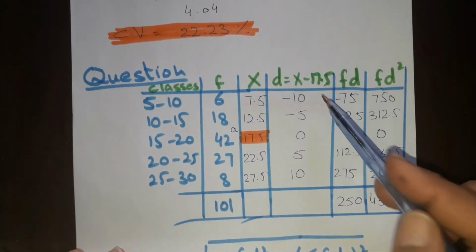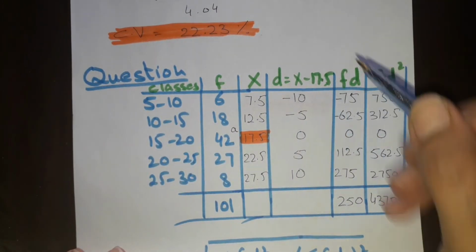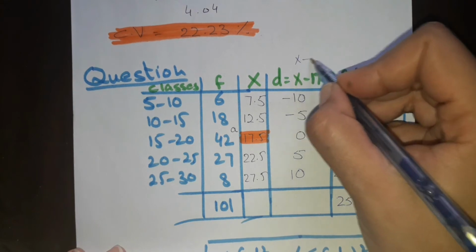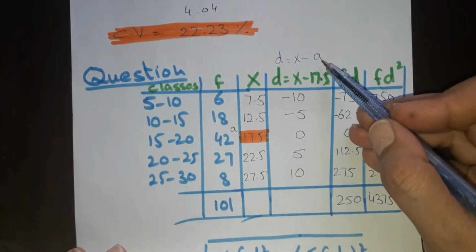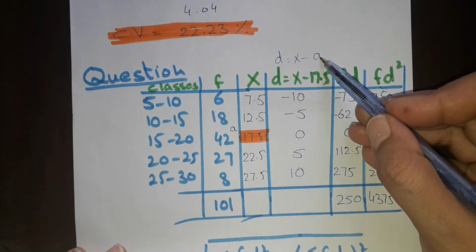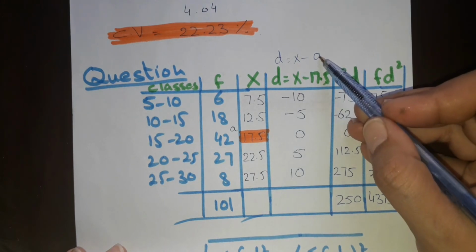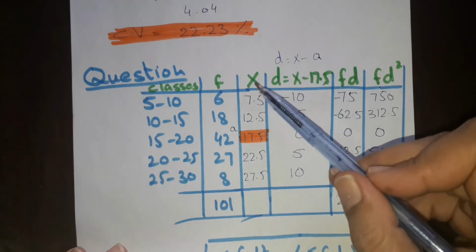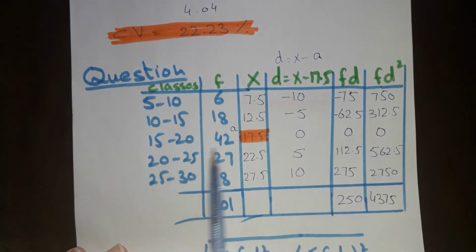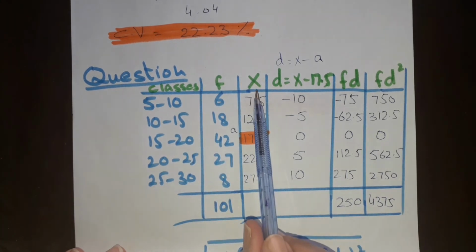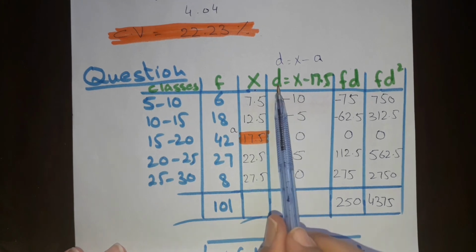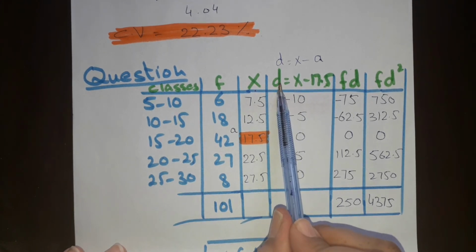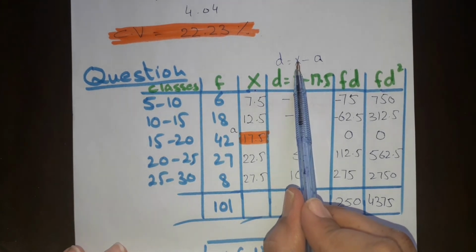What is the value of A? I already said that A is the assumed mean from the column of X. Okay, students, we are given these two columns, and we have to make the column of X first, because for making column D we need the column of X.